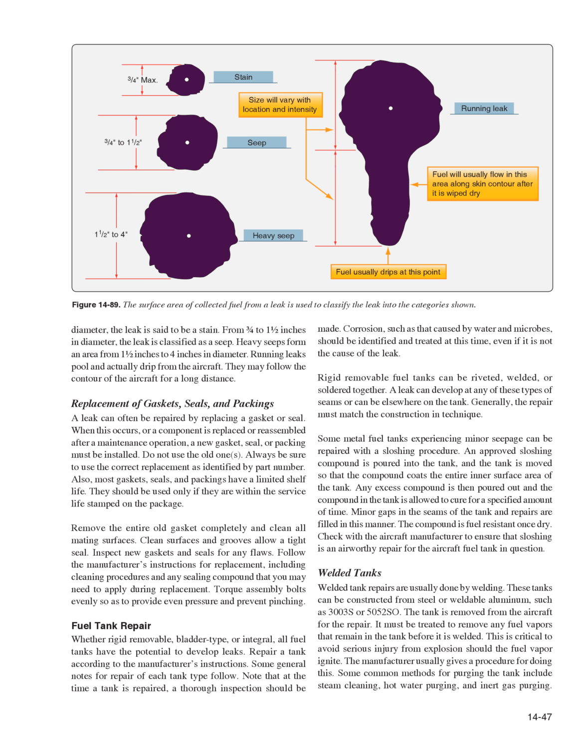Minor gaps in the seams of the tank and repairs are filled in this manner. The compound is fuel resistant once dry. Check with the aircraft manufacturer to ensure that sloshing is an airworthy repair for the aircraft fuel tank in question. Welded tank repairs are usually done by welding.